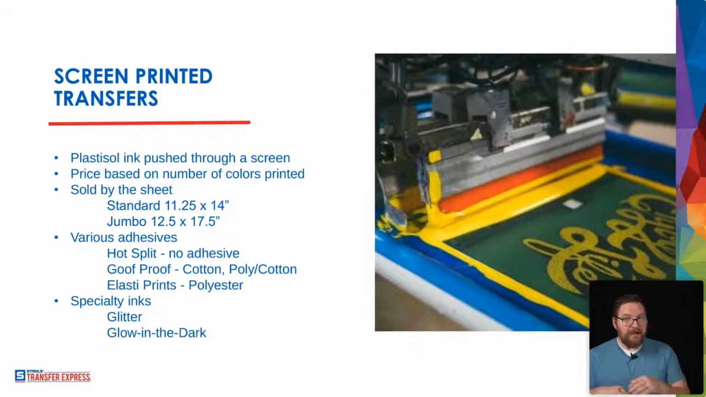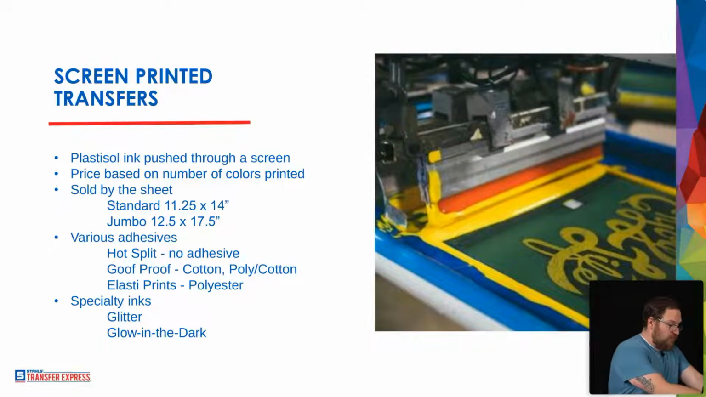Now, this is, of course, because we have to ink up a screen like you see in the picture right here. That's a squeegee pushing yellow ink. And the area that you see is green is actually an emulsion. It's a photo emulsion where you expose it to light to make the green part hard, and any part that's not exposed to light just washes out with a hose. And that's where the ink gets pushed through. So that's why you have to have a screen for each individual color that you're printing, and why the price will increase based on the number of colors in your design.